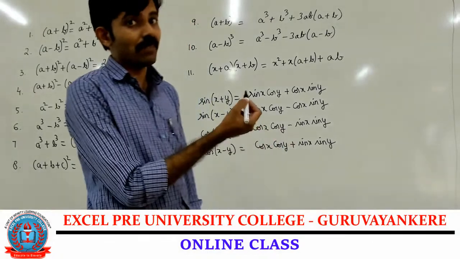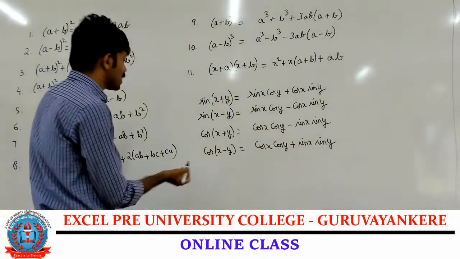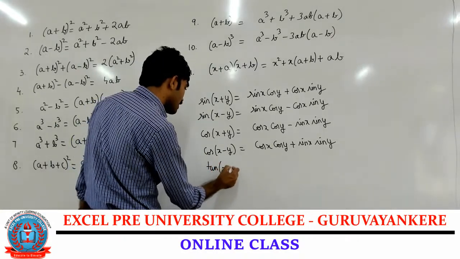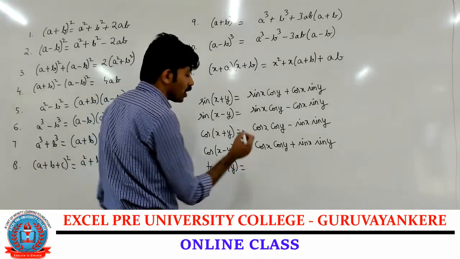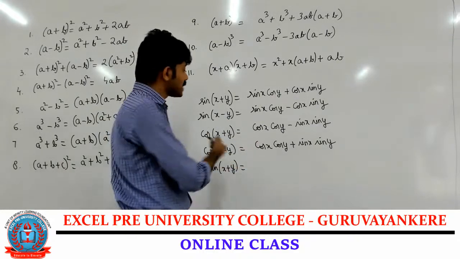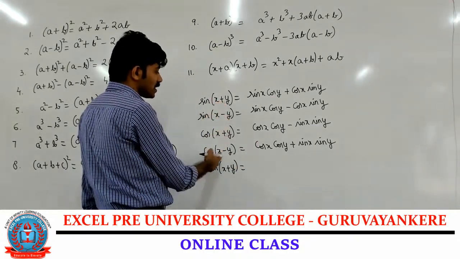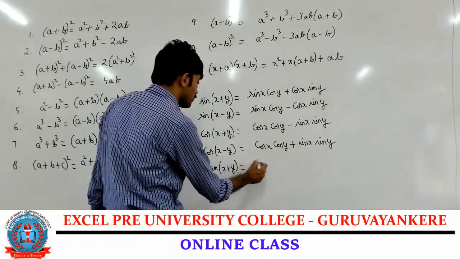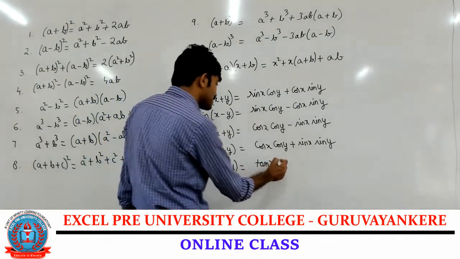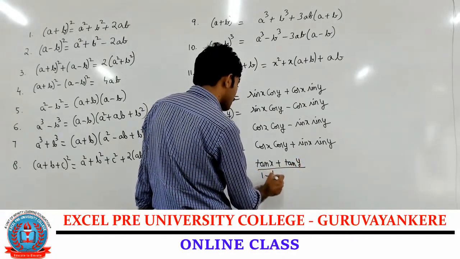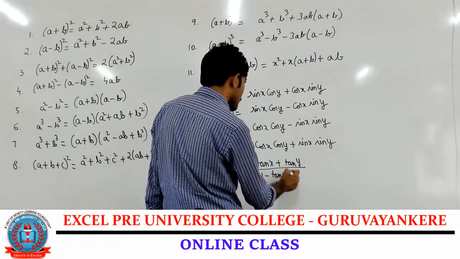Write along with me, maintain separate notes for each subject. Tan of x plus y is, you know all the 6 trigonometric functions, right? These are called compound angle formulas. Sum, difference, sum. Tan of x plus y is tan x plus tan y divided by 1 minus tan x into tan y.